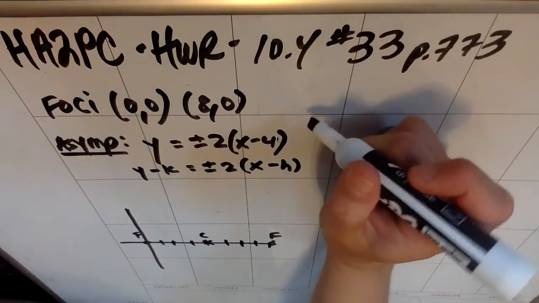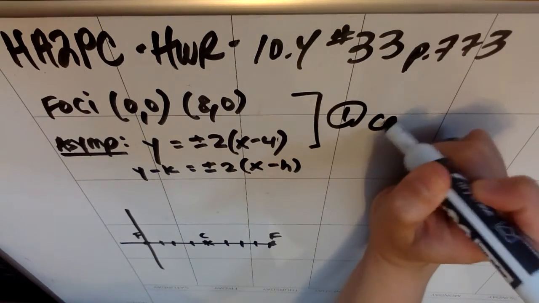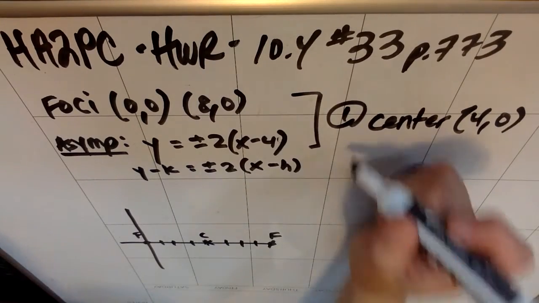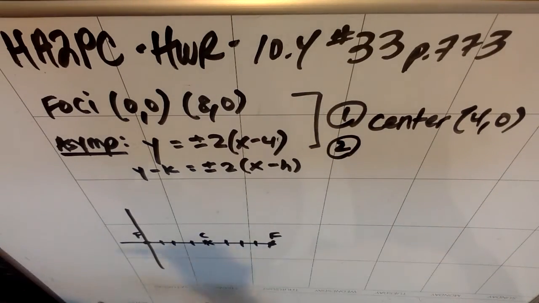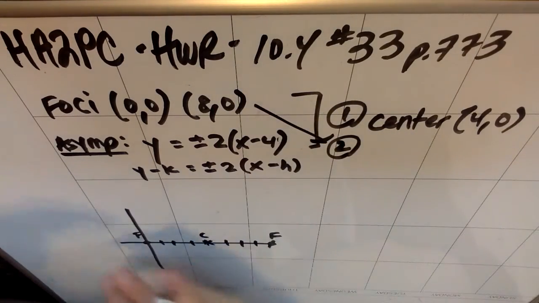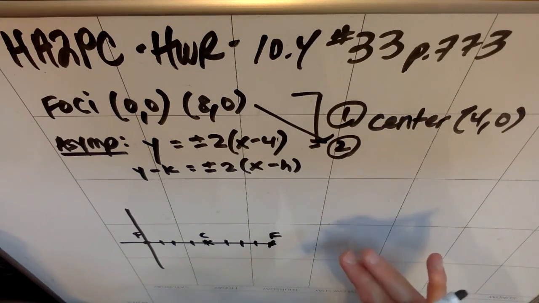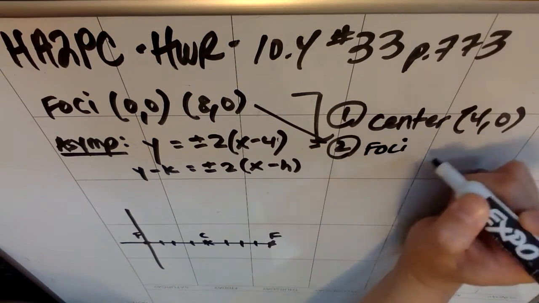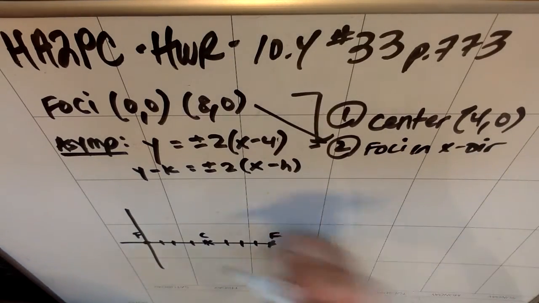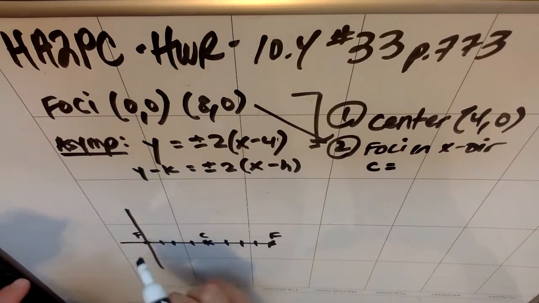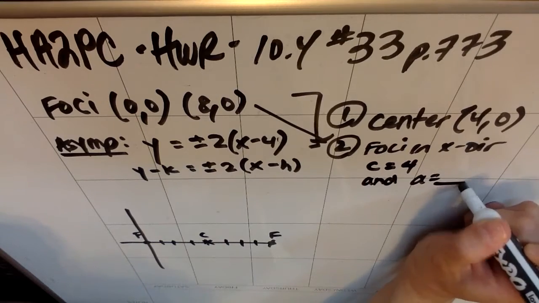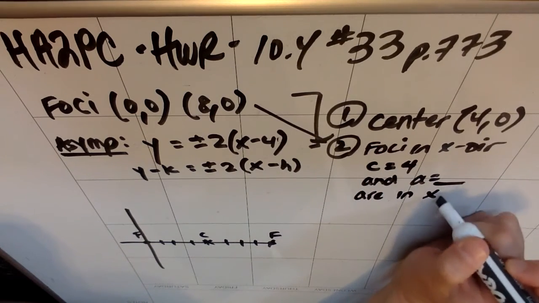So either way, from either of these pieces of information, the first piece of information you get is that your center is at (4, 0), right? The second piece of information you get from the foci. Since the foci are oriented in the x direction, I get that that is also the direction of a. So c, which is this measurement of 4, and a, which I don't know yet, are in the x direction.